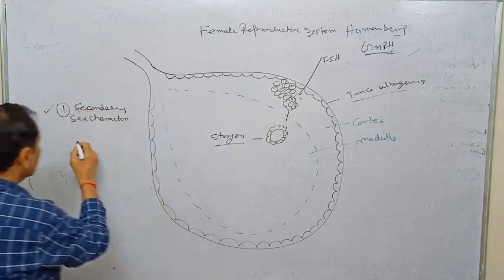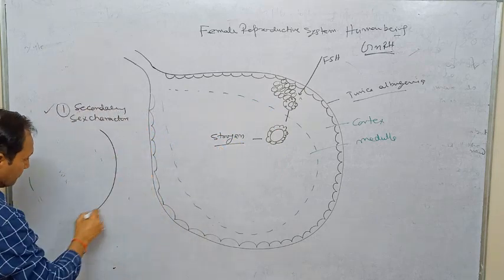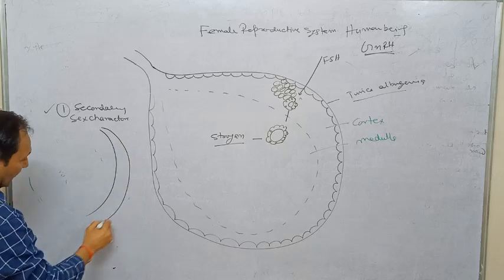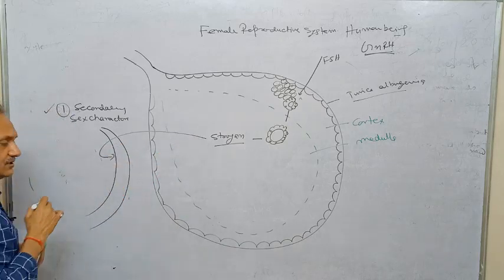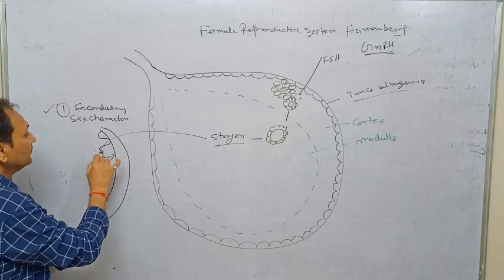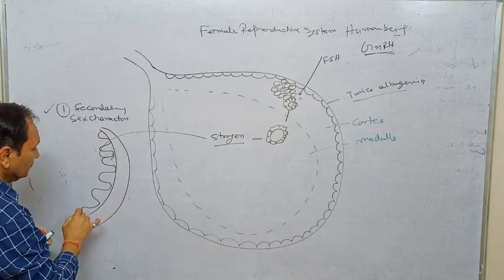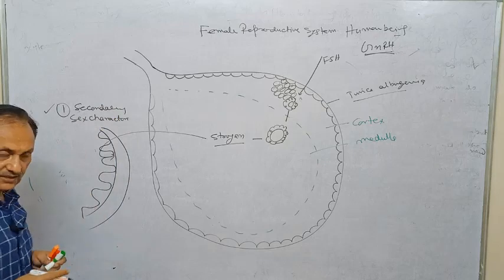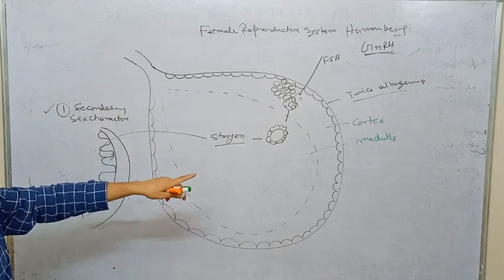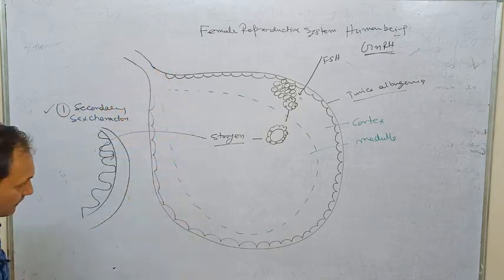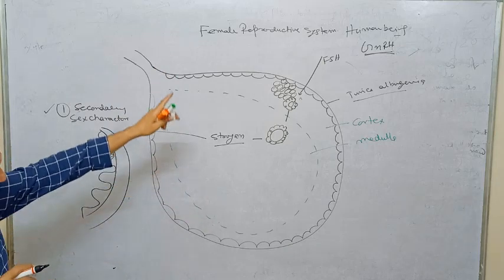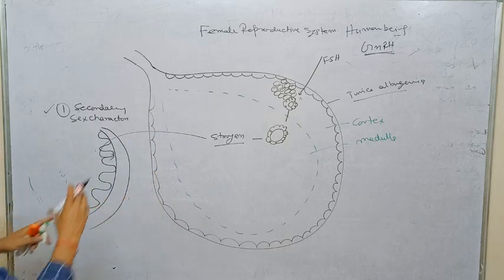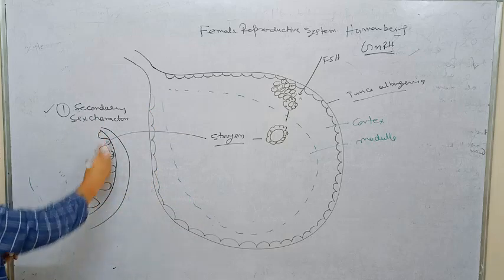Now what happens? Suppose this one is the endometrial lining. This estrogen also acts upon it to make it more vascular. It is one of the secondary sex characters, but in each and every maturation, what happens after maturation, we will discuss. There is a thickening of the endometrial lining.